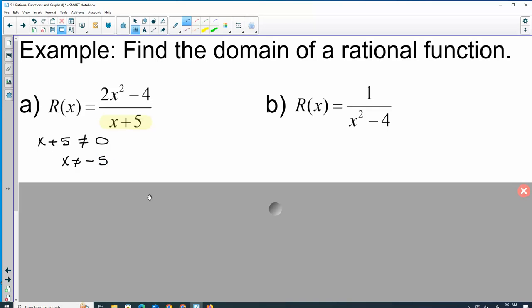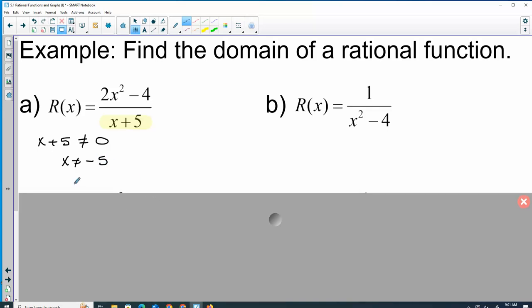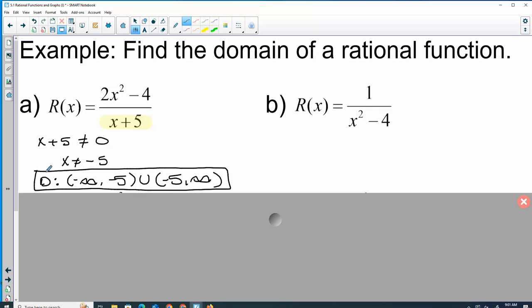negative 5. So my domain is telling me what x can be, and it can be anything except negative 5. So I can write negative infinity to negative 5, union negative 5 to infinity. The domain is everything else.